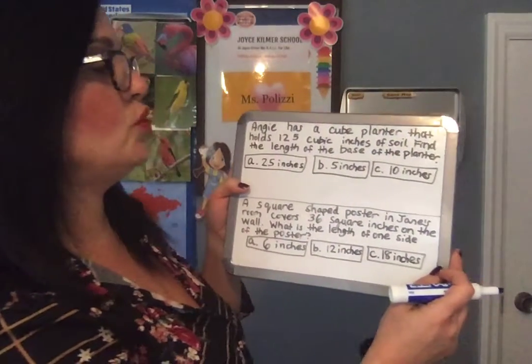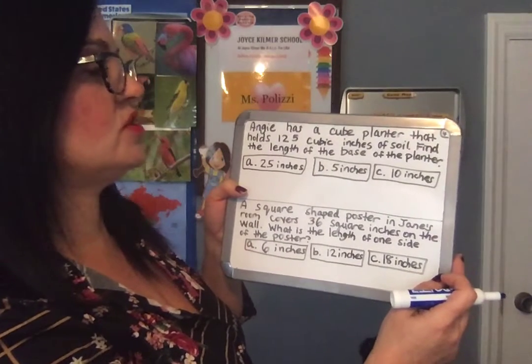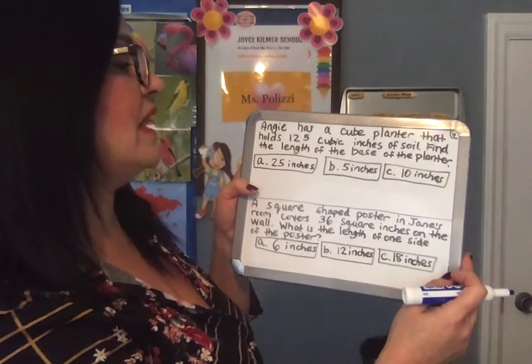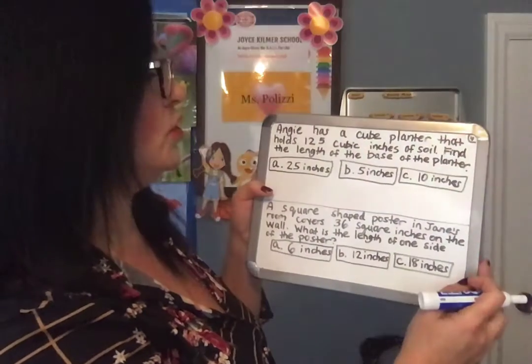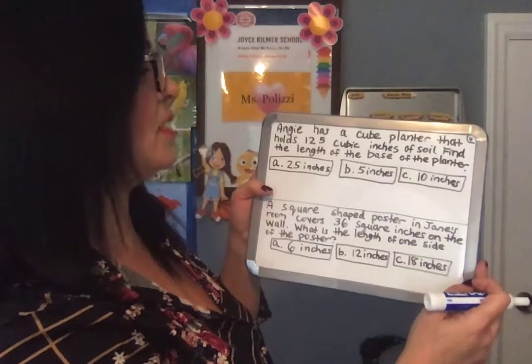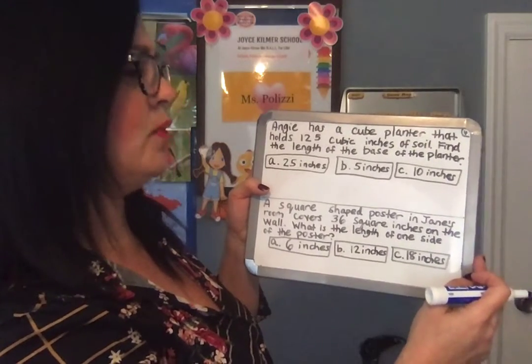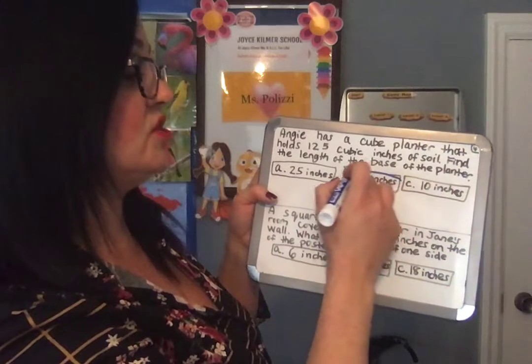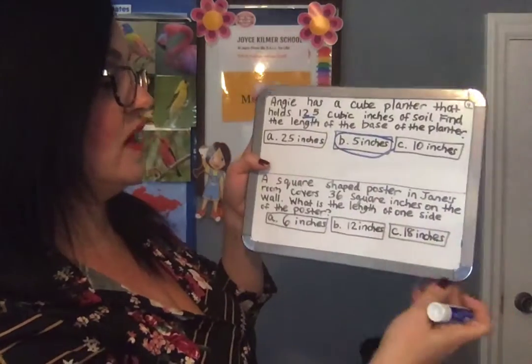Angie has a cube planter that holds 125 cubic inches of soil. Find the length of the base of the planter. So you know that a cube, we have a number times itself three times that would give us 125. So what number would that be? Well, that would be 5 inches because 5 times 5 times 5 is 125, okay?